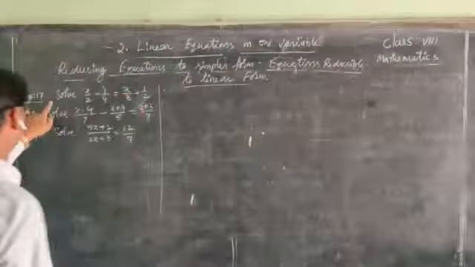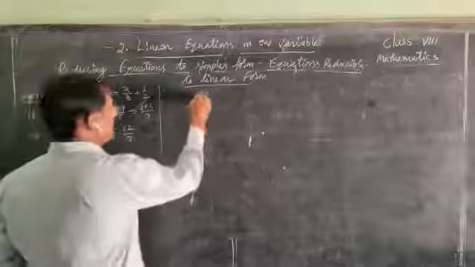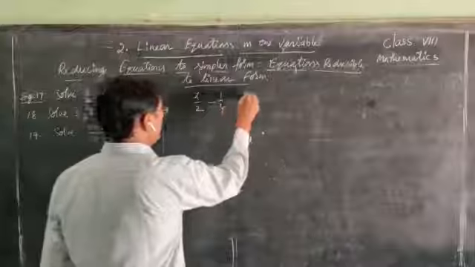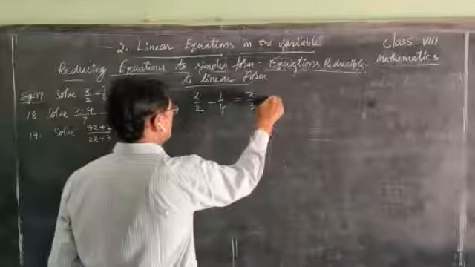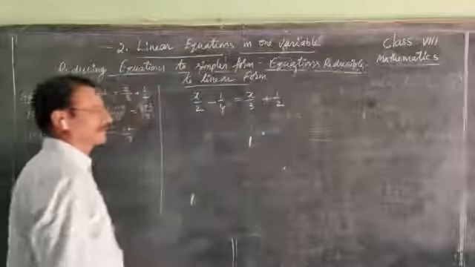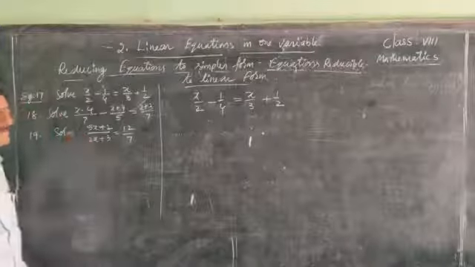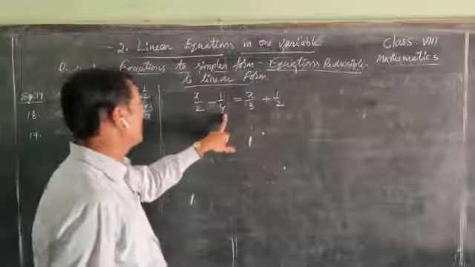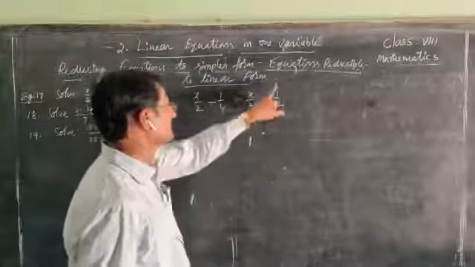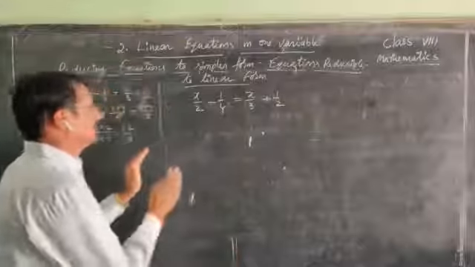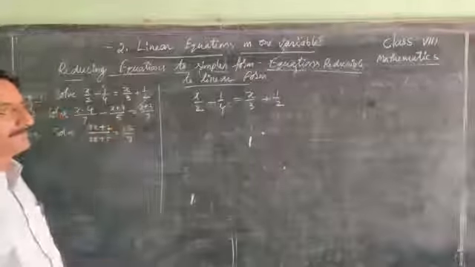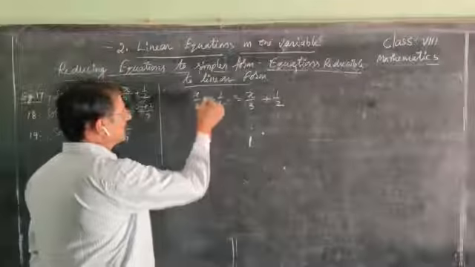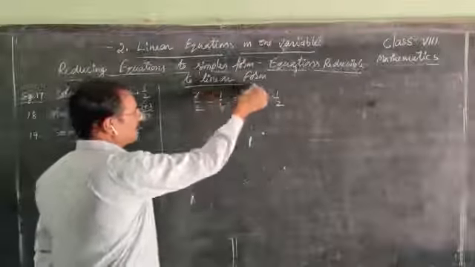First, take the 17th example: x by 2 minus 1 by 4 equals x by 3 plus 1 by 2. As a fraction, x/2 - 1/4 = x/3 + 1/2. There are 4 terms: 2 on the left side and 2 on the right side. Of the 4, there is an x term on the left side and an x term on the right.